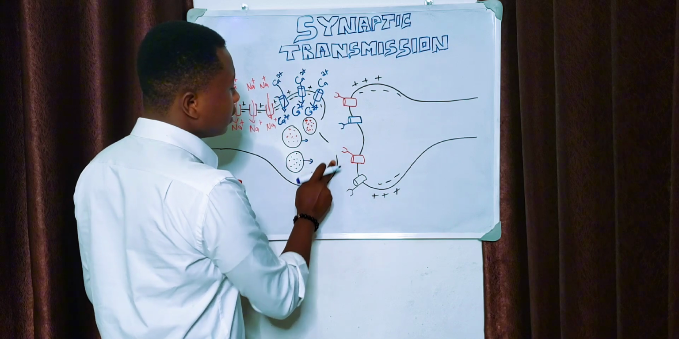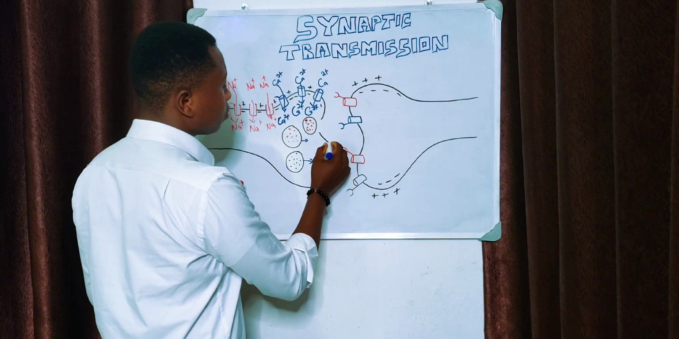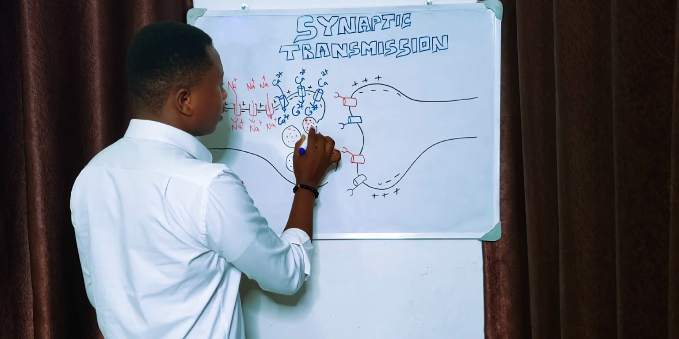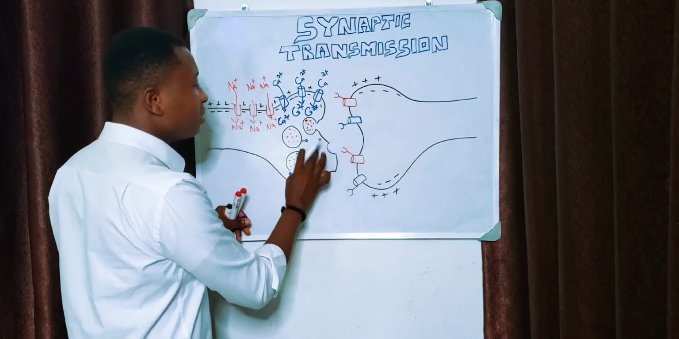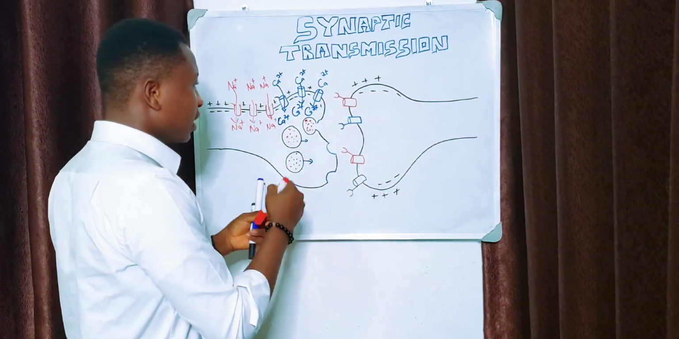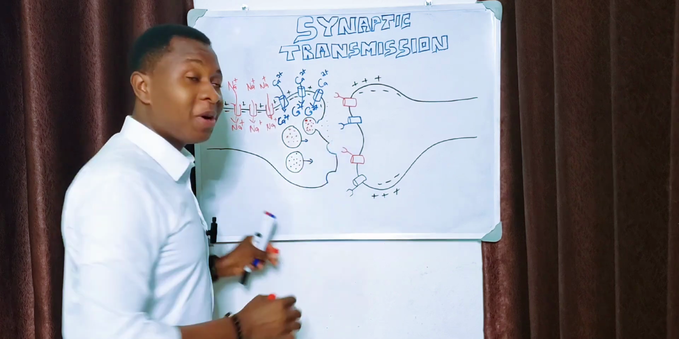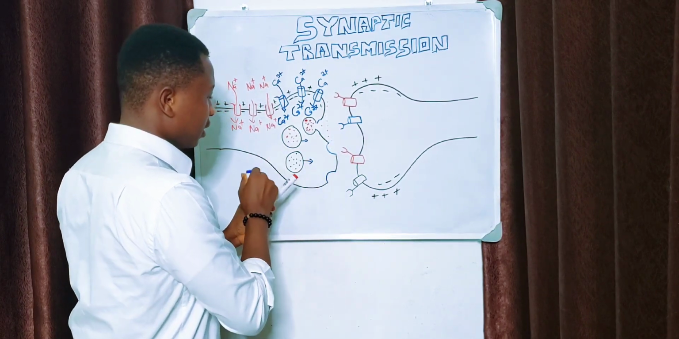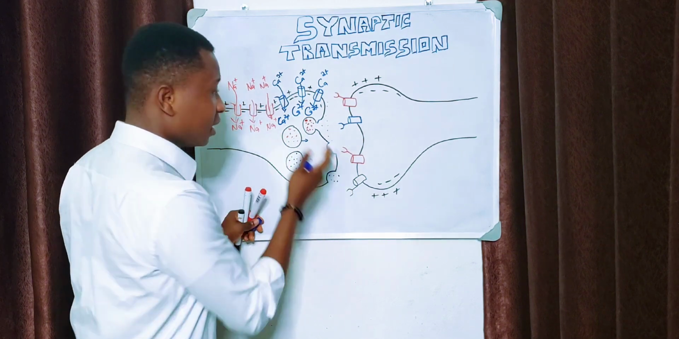They empty their content, which is the neurotransmitter now. They empty the content into the synaptic gap or cleft. This one does the same thing, emptying the content into the synaptic cleft. This is the same thing as well.